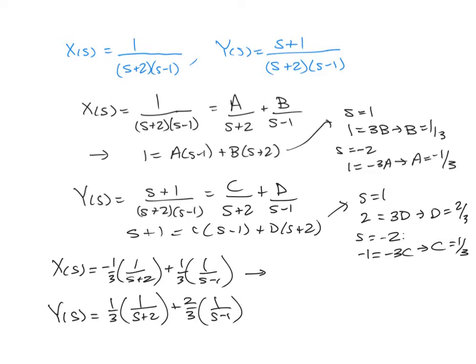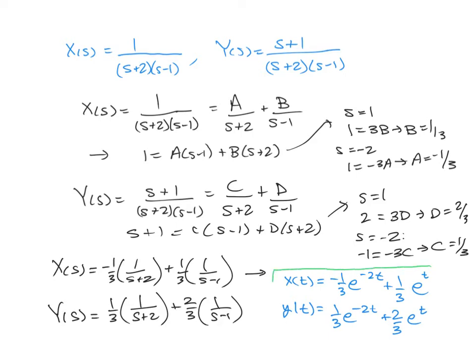If we take the inverse of X, we'll end up with lowercase x(t) equal to negative 1/3 e to the negative 2t plus 1/3 e to the positive t. And little y(t), taking the inverse, is going to be 1/3 e to the negative 2t plus 2/3 e to the t. And this pair of functions is the solution of our system of differential equations.